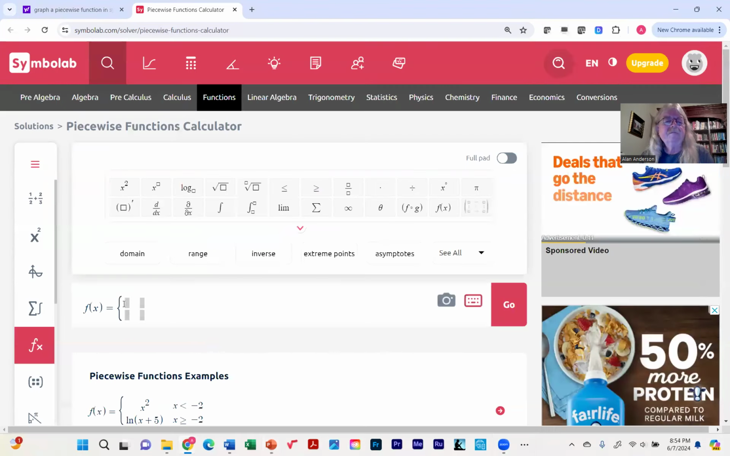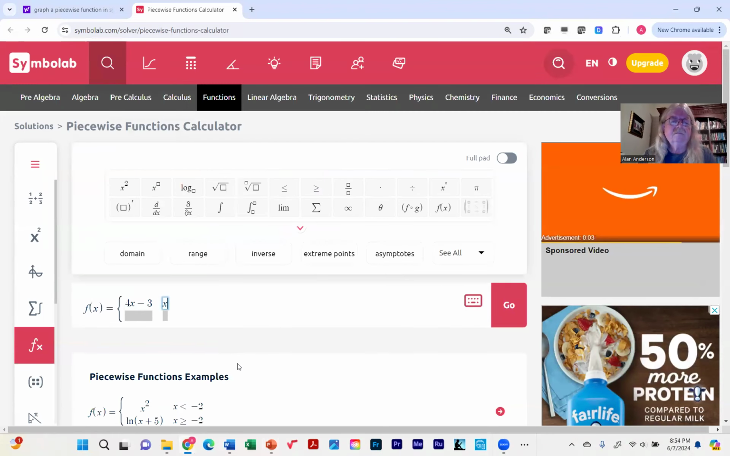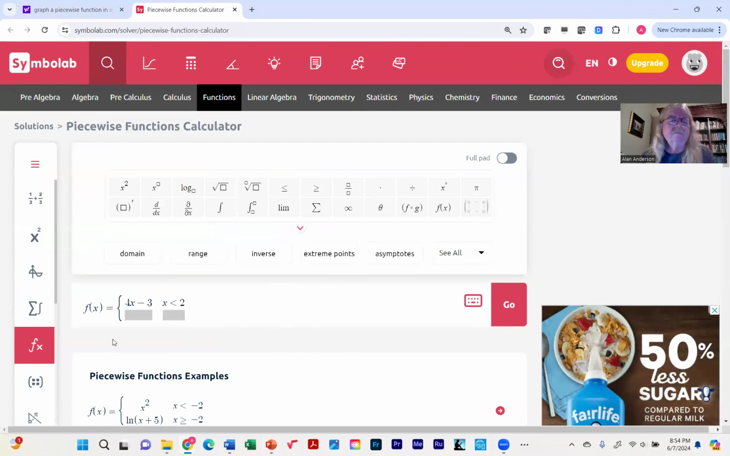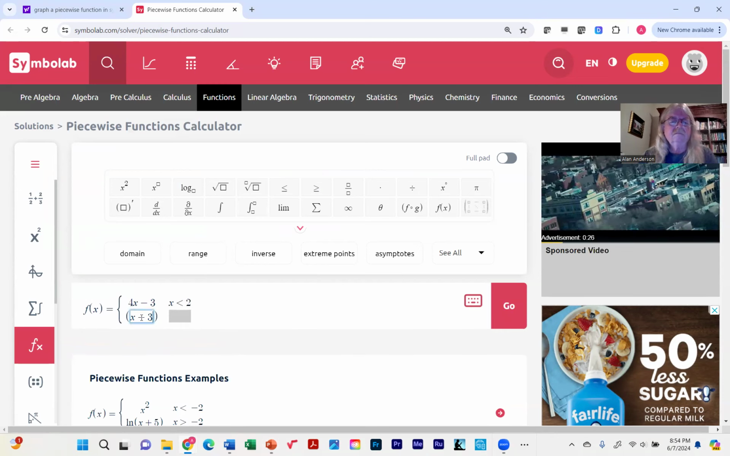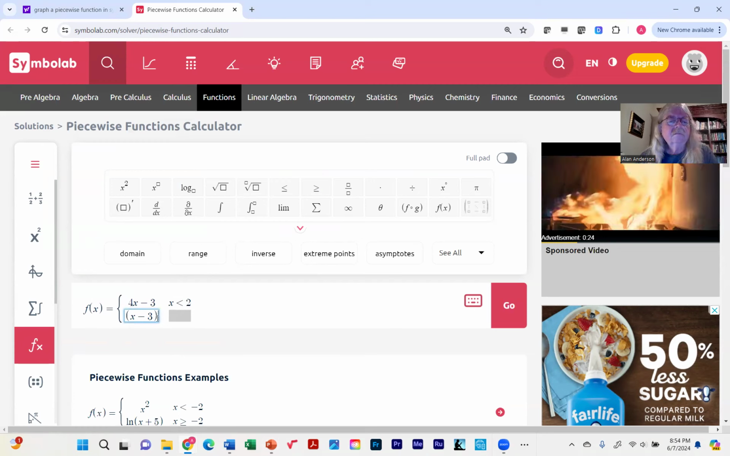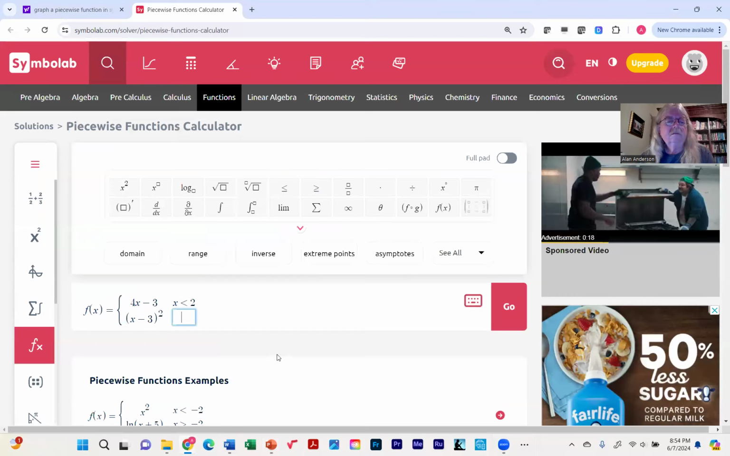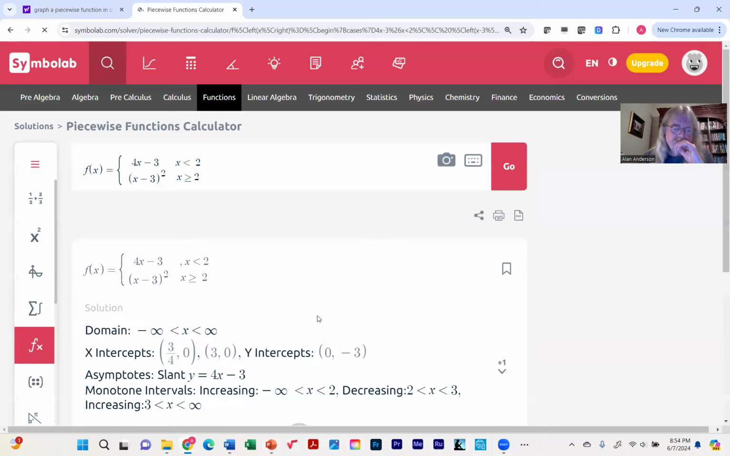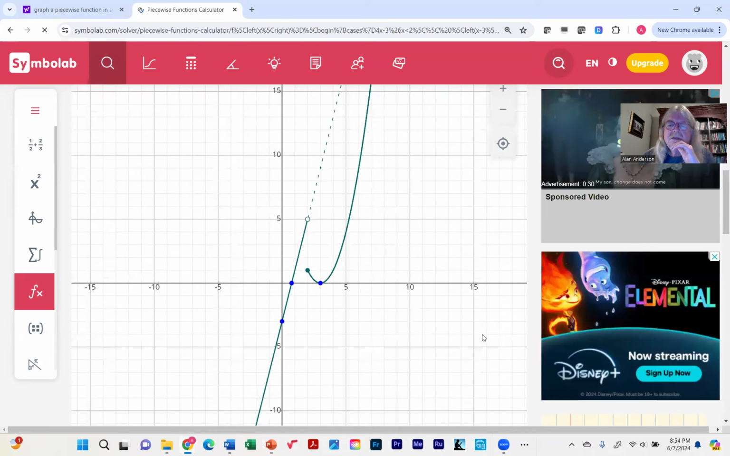It's 4x minus 3, as long as x is strictly less than 2, and x minus 3 squared everywhere else. All right, here we go. Wow, what a mess.